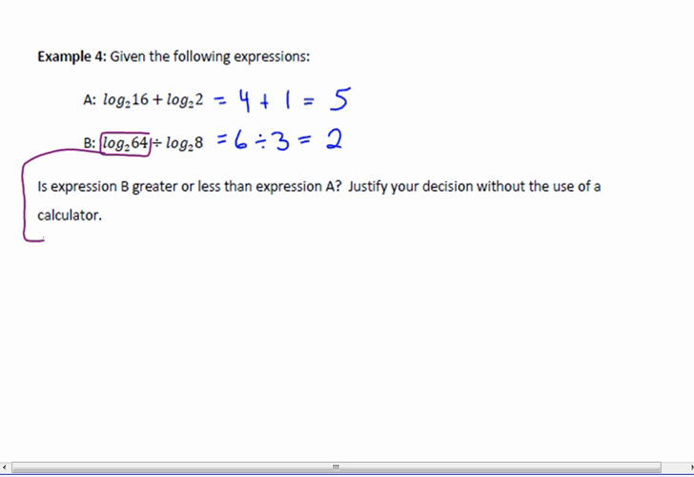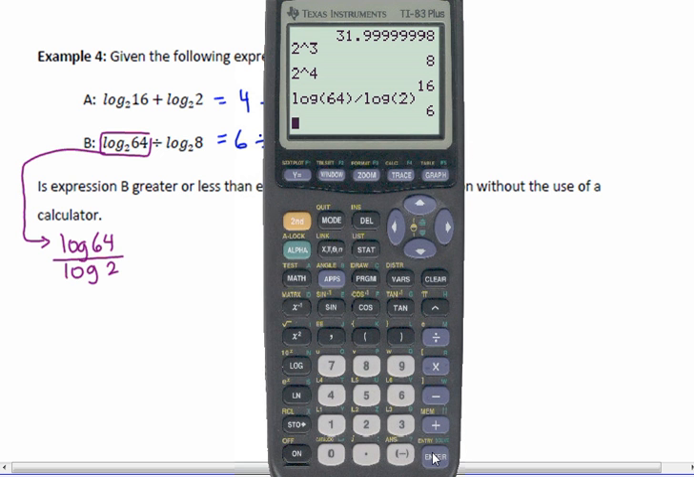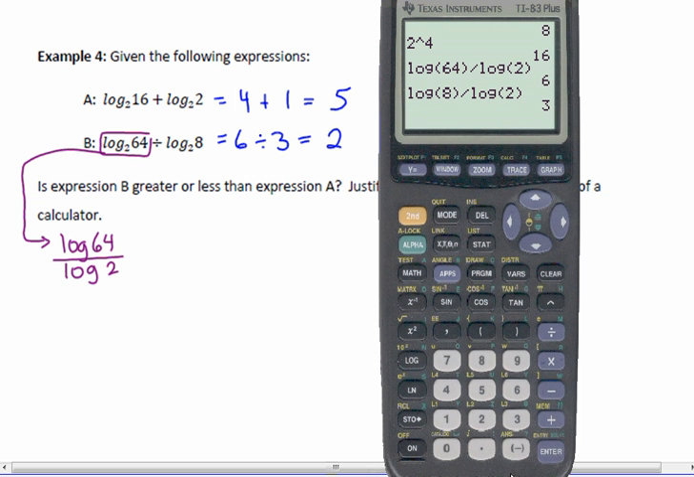Because your calculator does only base 10 and base e, we have to do something called change of base to actually be able to put this in my calculator. So to figure this out in my calculator, you would type log 64 divided by log 2. And that will give you your 6. Let me show you. So log 64 divided by log 2, and that will give you your answer of 6. Okay, that's how you type that in your calculator. When it's not base 10, you divide by the log of the base. And then this guy, I would type in log 8 divided by log 2, and that gives me 3. So 6 divided by 3 gives me my answer of 2.